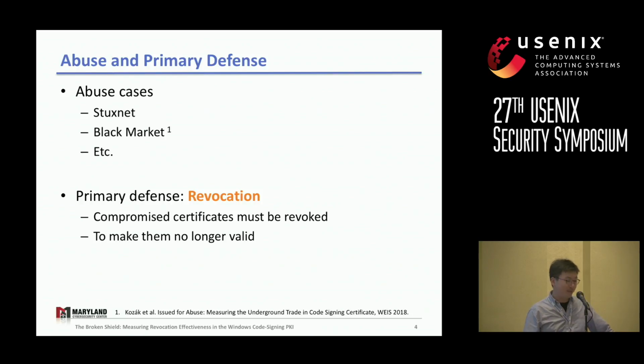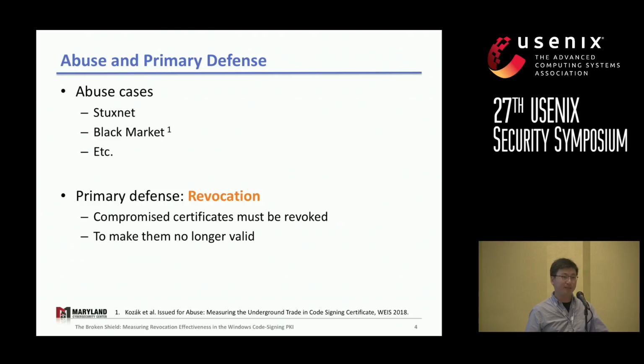However, the PKI is not a perfect solution because we have seen a lot of abuse cases. The first abuse case is Stuxnet. As you know, Stuxnet is a very sophisticated targeted attack, signed with a stolen private key associated with Taiwanese companies. The second example is the black market. In prior work, we found that adversaries try to purchase code signing certificates in the black market to hide their identity.